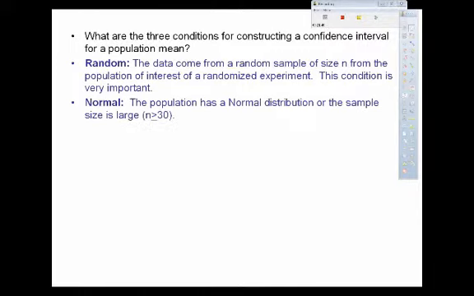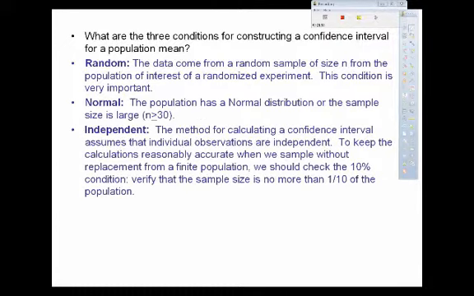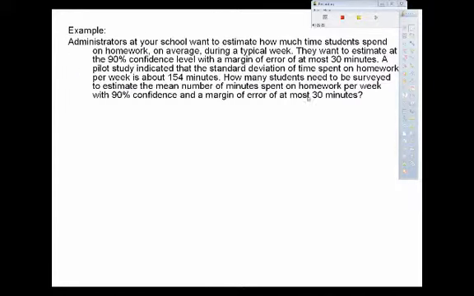Okay, normal. The population has a normal distribution or the sample size is large, n is greater than 30. And independent. The method for calculating a confidence interval assumes that individual observations are independent. To keep calculations reasonably accurate when we sample without replacement from a finite population, we should check the 10% condition. Verify that the sample size is no more than 1/10 of the population.